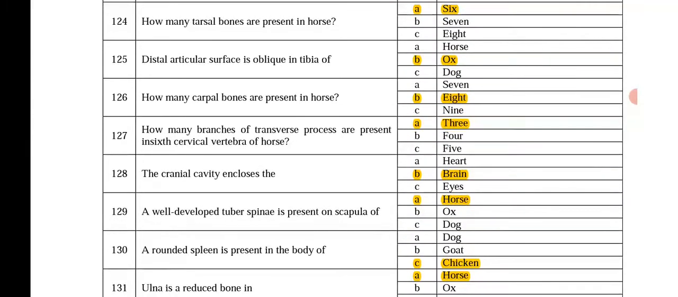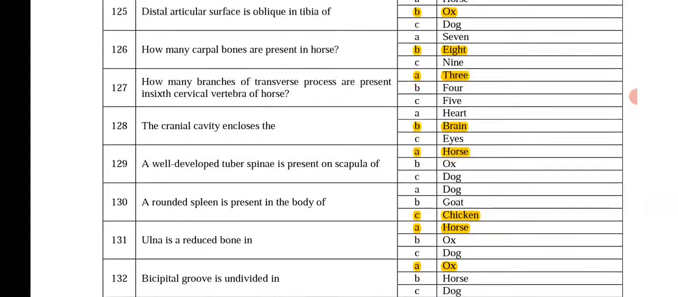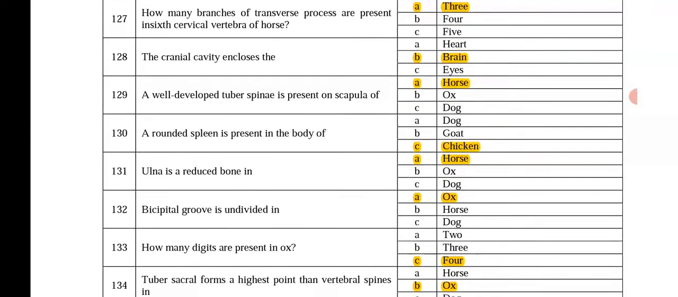The cranial cavity encloses the brain. A well-developed tuber spine is present on scapula of horse. A round spleen is present in the body of chicken. Ulna is reduced bone in horse. Bicipital groove is undivided in ox. How many digits are present in ox? 4.